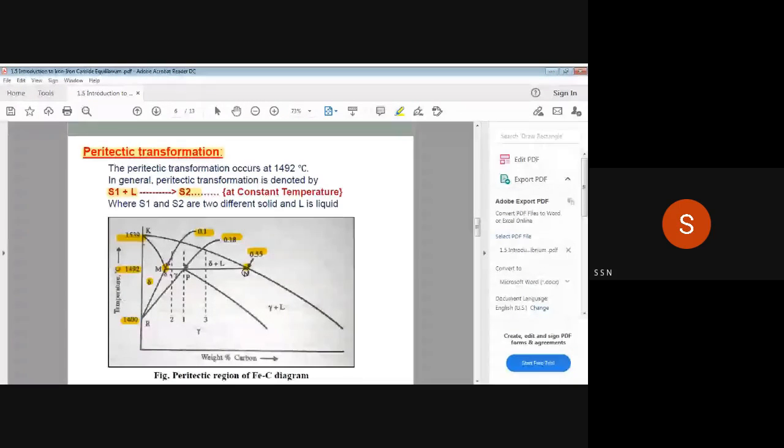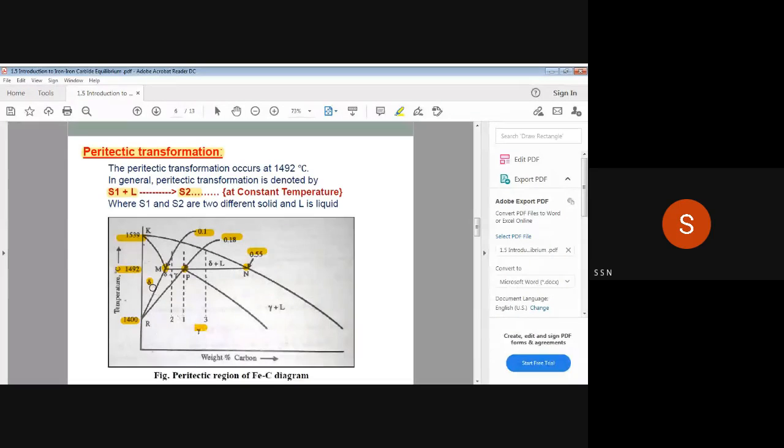At that point, there will be some transformation if this one solid and one liquid are combined. So you can observe here at this point. At P point, what has happened? At P point, one liquid and one solid are combined to get another solid. Whenever the percentage of carbon is 0.18, this one solid and one liquid have converted into another solid, and that solid is nothing but gamma austenite. We have called this gamma as gamma austenite.